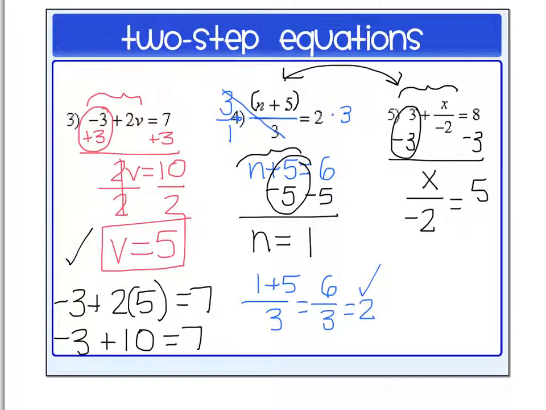The x isn't by itself. It's divided by negative 2. To undo that, we multiply by negative 2 on both sides. These two cancel off because they equal 1. And x equals negative 10.